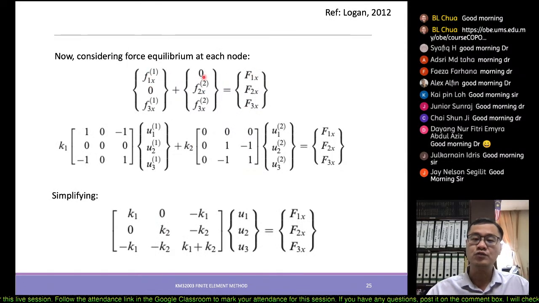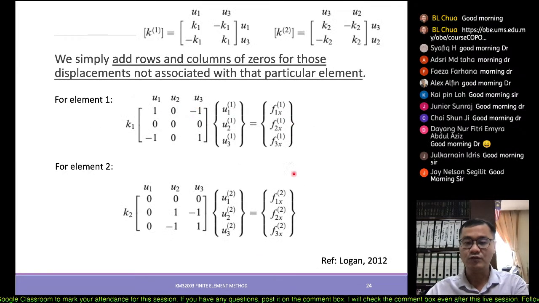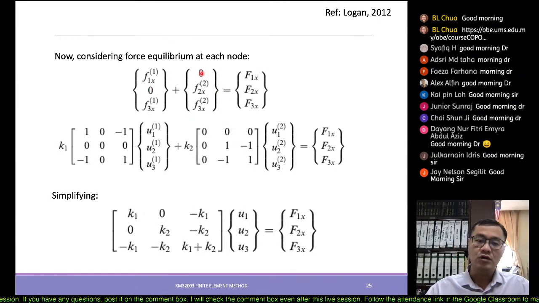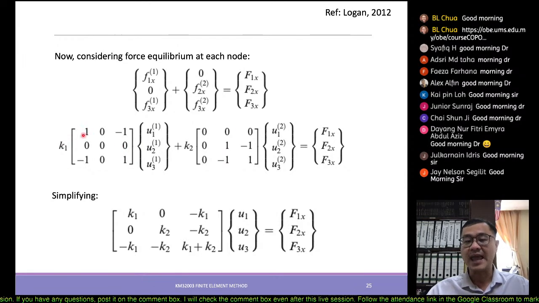So the total force would be F1, F2, and F3. Now you can see that there are certain parts where we put 0 because we know it is 0. Whereas the rest we just add them up, K1, K2, add them up together. By simplifying them, we can form the stiffness matrix by adding the corresponding positions or elements in the matrix.